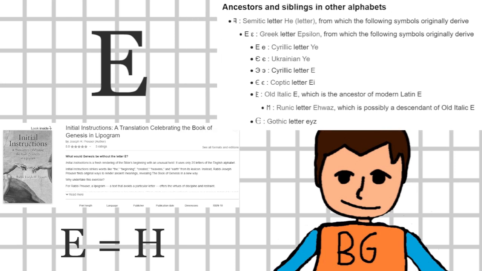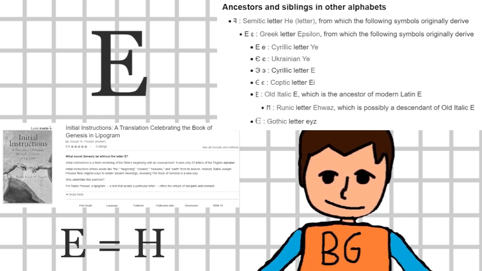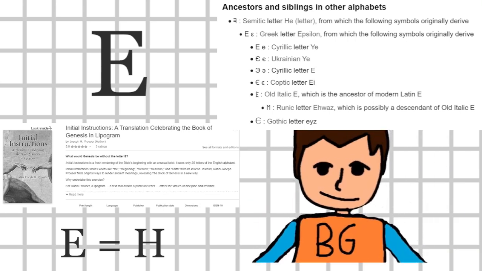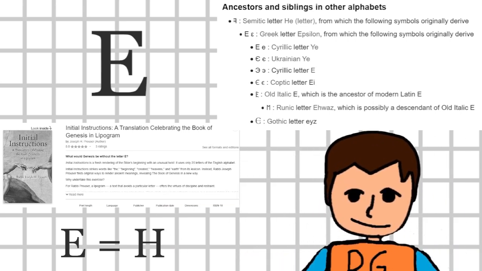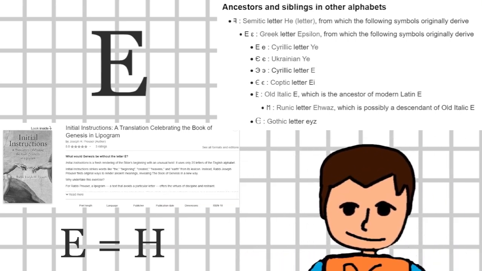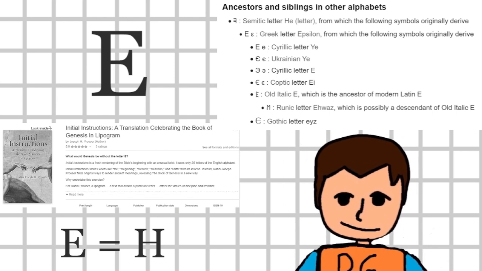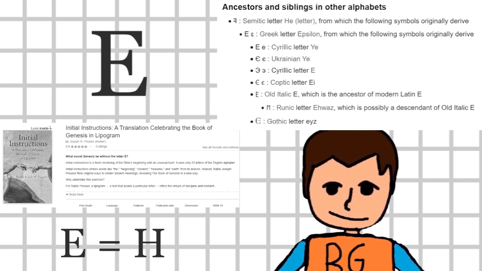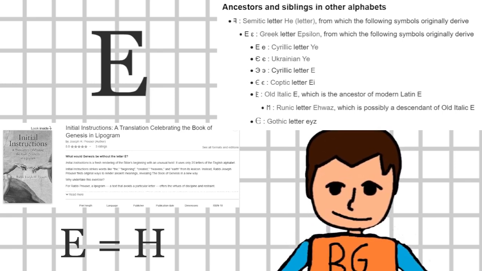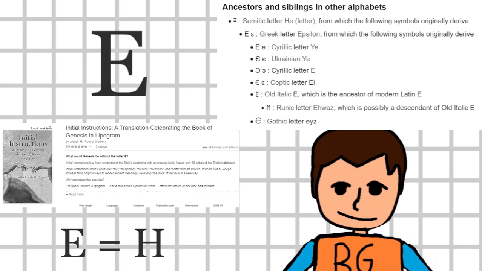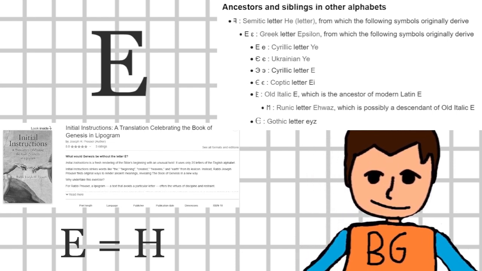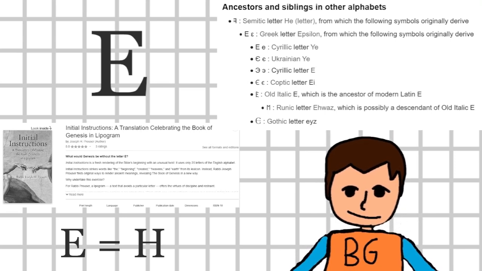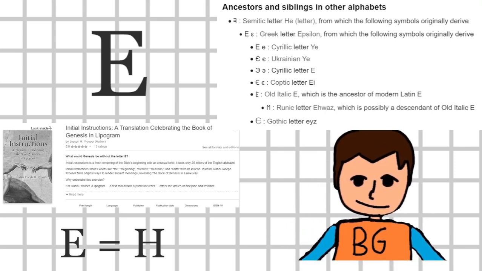The runic letter, as we can see here, looks like an M. When I was looking at this, it made me realize how similar E is to M, because M is just kind of flipped, I guess, and the edges just need to be smoothed out a bit. So that's the runic letter Ehwaz, which is possibly a descendant of Old Italic E. That just about covers the letter E.